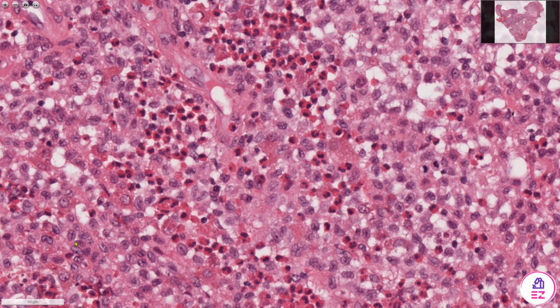So when you see pale cells such as these with nuclear grooves and indentations, we need to be thinking about Langerhans cells, and we can prove that they're Langerhans cells because they should be positive with immunohistochemistry for S100 and CD1A. So Langerhans cell histiocytosis is fairly common in the head and neck, and it does tend to occur in the bones, particularly the mandible.